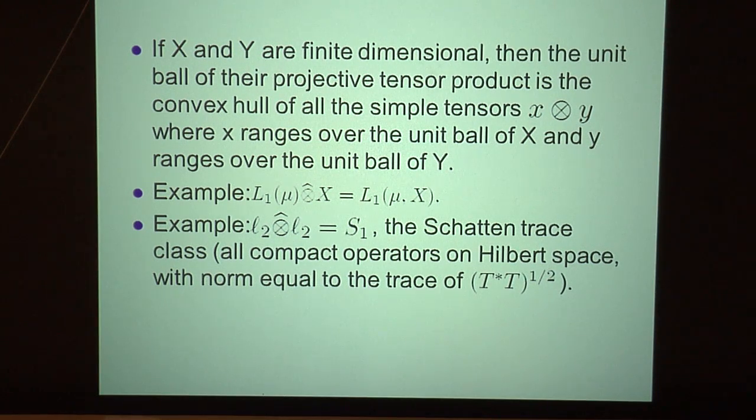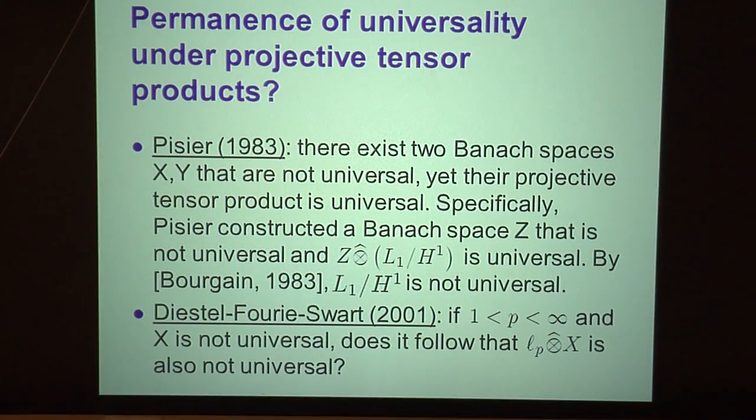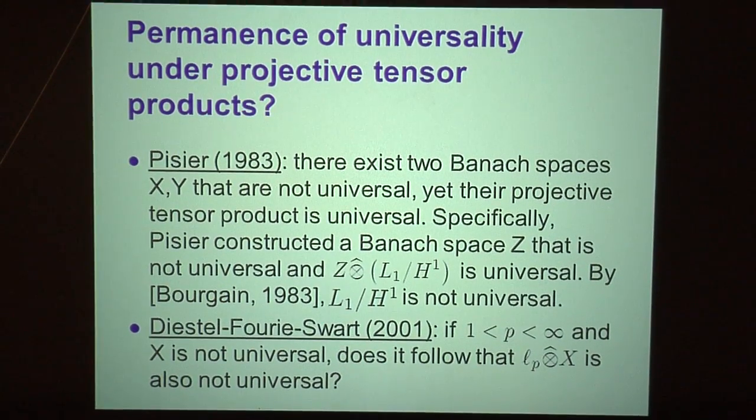The second example is the projective tensor product of Hilbert space with itself. That's exactly the Schatten trace class. So this is the space of all compact operators on Hilbert space, and the norm is the sum of the singular values, so the trace of the absolute value of the operator, the square root of T star T. Again, a nice exercise in linear algebra to prove this. So a lot of classical spaces come from projective tensor products, and for many years, people have been interested in what properties are preserved under projective tensor products.